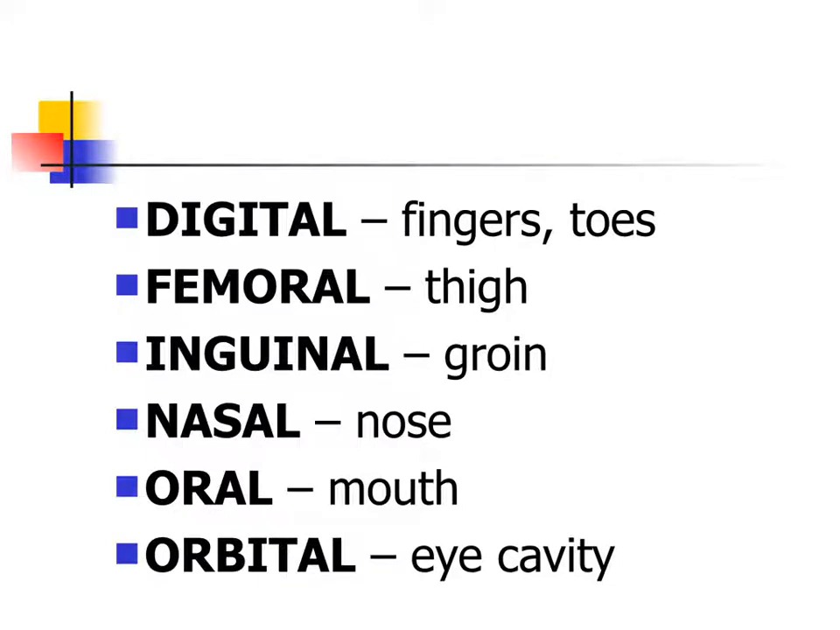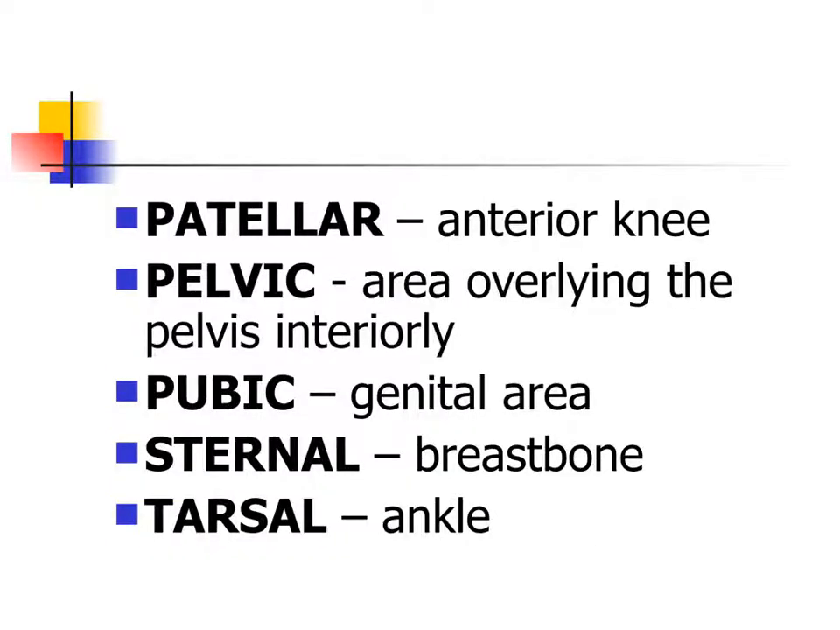Inguinal refers to the groin. It is the crease between the torso or the trunk where it meets the leg. Nasal refers to the nose. Oral refers to the mouth. And orbital refers to the eye cavity or the eye socket. Patellar refers to the anterior knee. In fact, the bone that makes up the kneecap is called the patella.